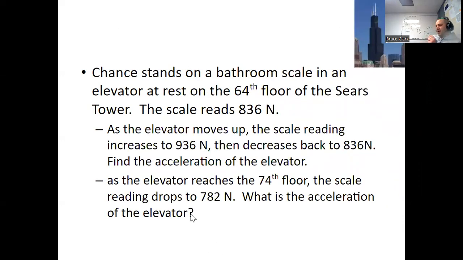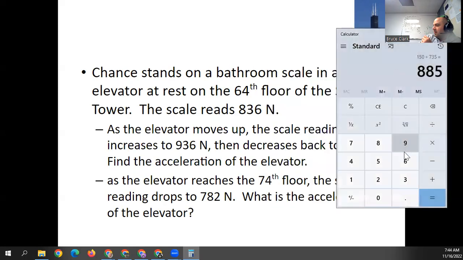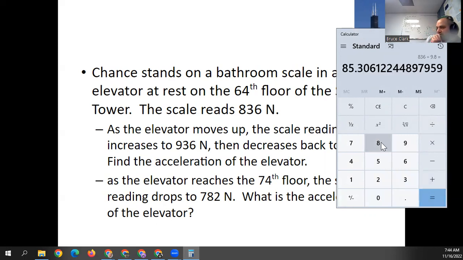Chance is standing on a bathroom scale in an elevator at rest on the Sears Tower. Who cares what floor? The scale reads 836 newtons. Let's pull up the calculator. 836 divided by 9.8 gives Chance's mass as 85.3 kilograms. Good to know. So as the elevator moves up, the scale reading increases to 936. What is the acceleration there?